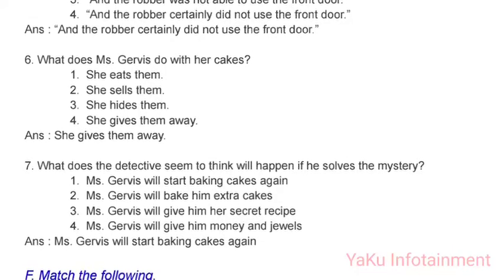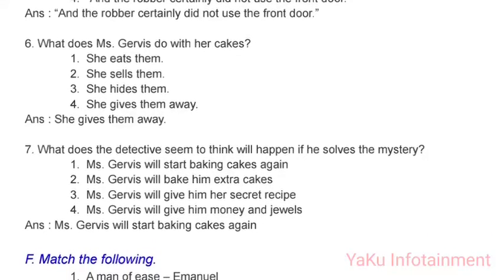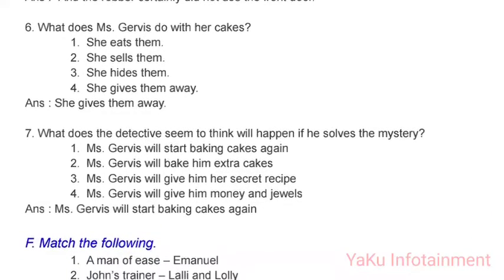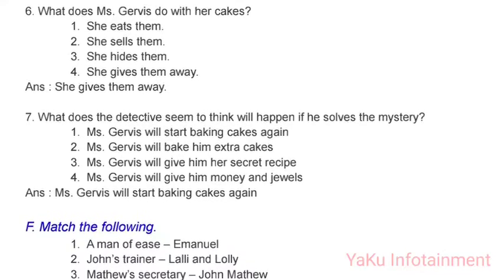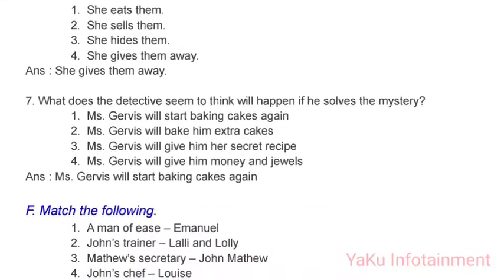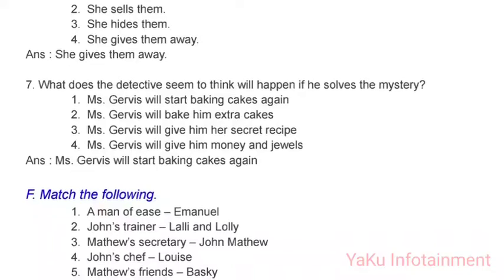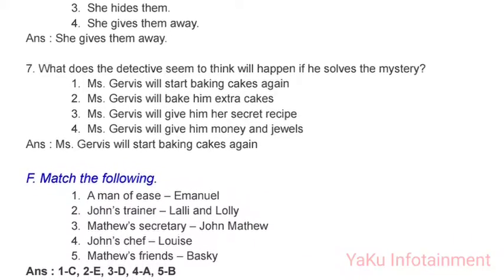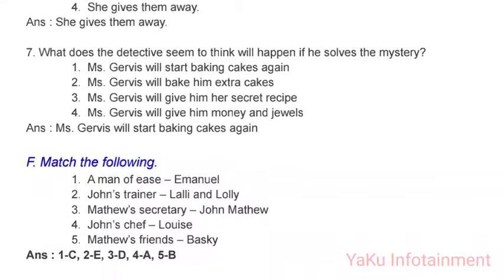F. Match the following. A man of ease. Emmanuel, John's trainer. Lily and Lolly Matthews' secretary. John Matthew, John's chef. Louise, Matthews' friends. Mark your answer. 1C, 2E, 3D, 4A, 5B.